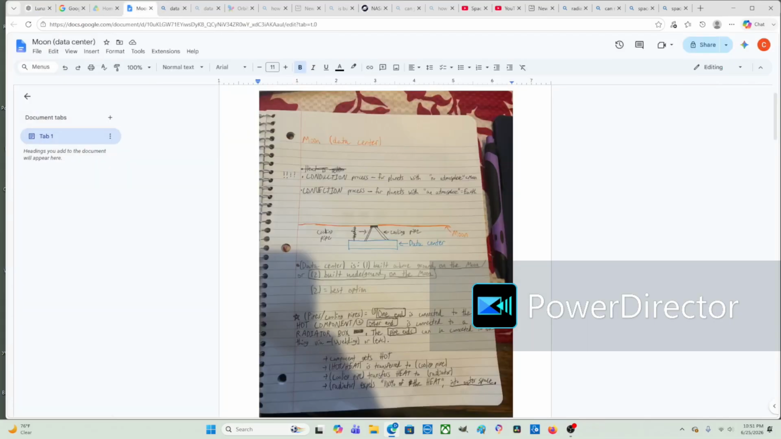So conduction to expel heat is one process, and convection to expel heat is another process. They're two completely different processes. Harder, it can be done, but it's harder. It is easier.